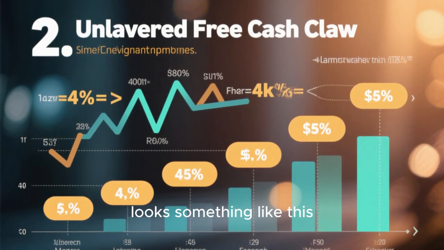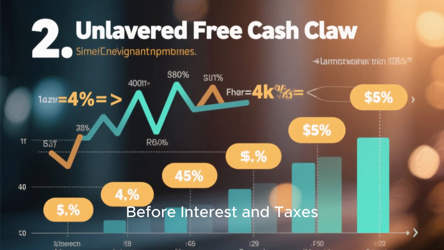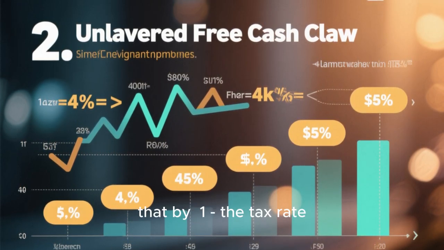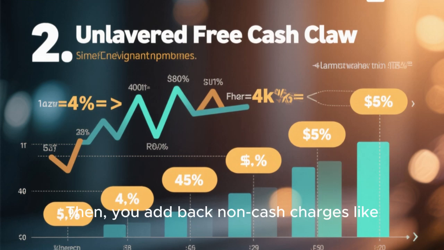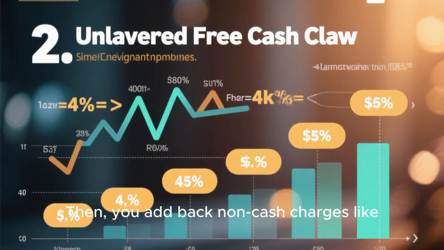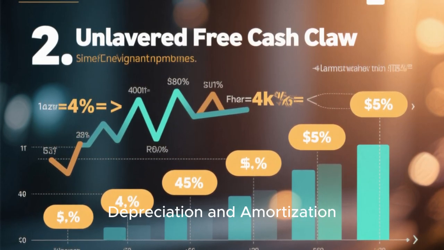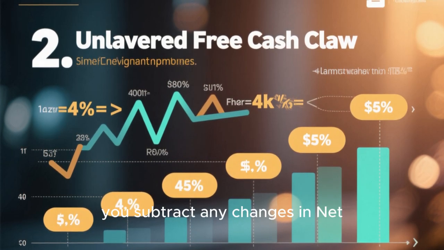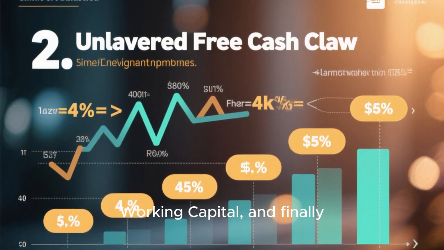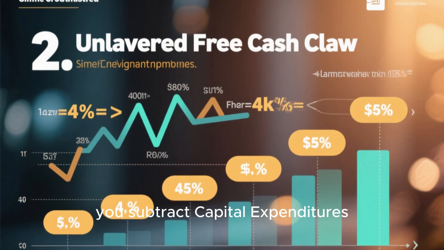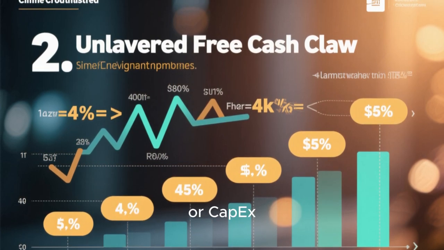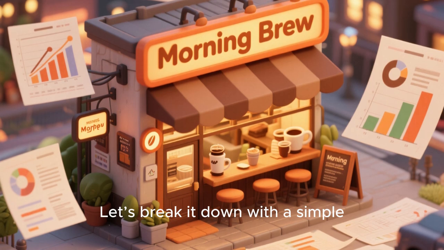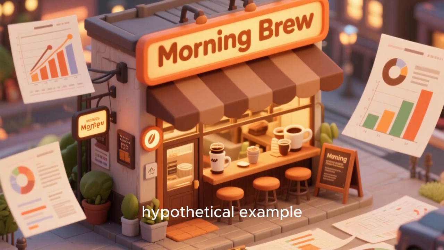The formula for unlevered free cash flow, which is the most common type used in DCF, looks something like this. You start with earnings before interest and taxes, or EBIT. You multiply that by 1 minus the tax rate. Then, you add back non-cash charges like depreciation and amortization. After that, you subtract any changes in net working capital. And finally, you subtract capital expenditures, or CapEx. I know, that's a lot of jargon. Let's break it down with a simple hypothetical example.